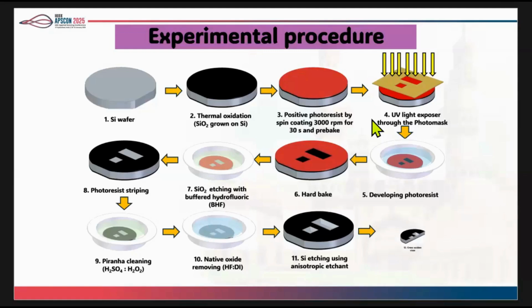with the addition of Triton and without adding the Triton. And this is the cross-section image. As you can see, we get a slanted wall.